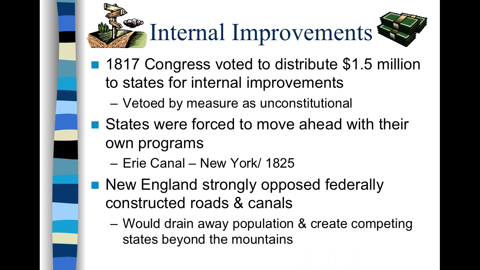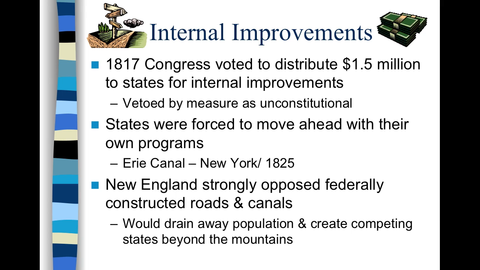History is a series of dots, right? So, on internal improvements, in 1817 Congress votes to distribute about $1.5 million to states for internal improvements. It ends up being vetoed by Madison as unconstitutional, for the fact that it was targeting various states over others, and states were being forced to move ahead with their own programs.